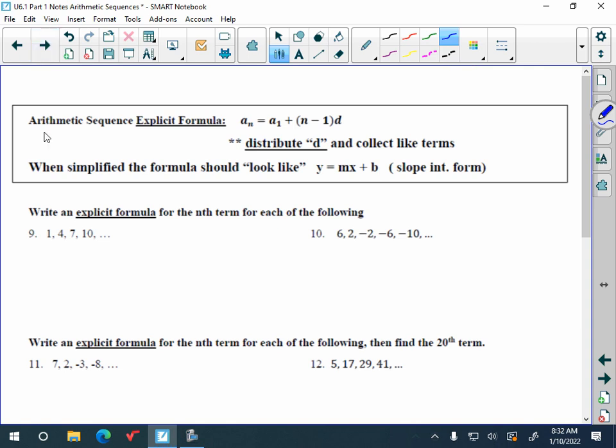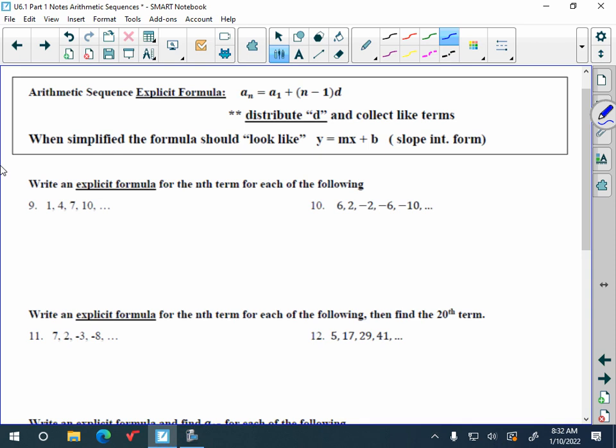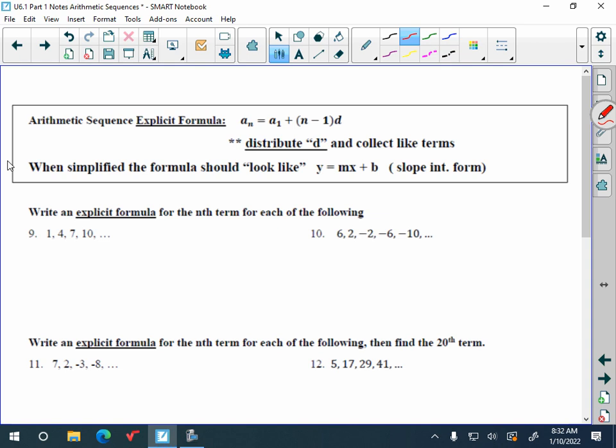All right, so then to write what's called an explicit formula, so our rule, we're going to use this little formula here. AN equals A1 plus N minus 1 times D. So the A1 is the first term of the sequence. And then the D is the common difference. Those are the only two things you need. And we can substitute those in, the A1 place and the D place.